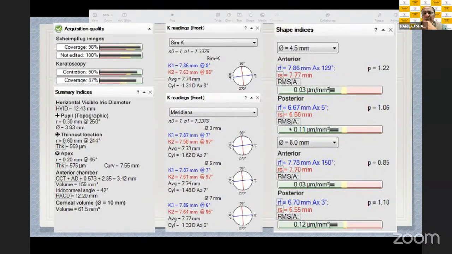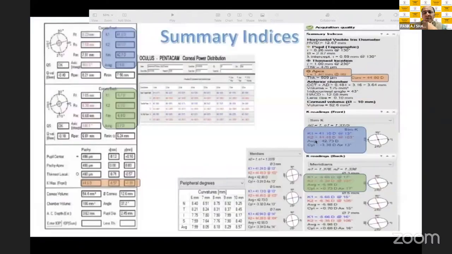Now you don't have to memorize these values. This is the normal scale. This is normal green, this is borderline yellow, and then red becomes significant. This is 95% confidence limits. Okay. So it will just show a red triangle where it is significant.